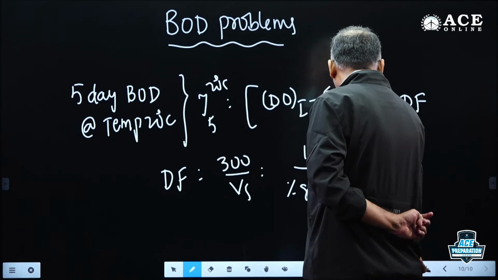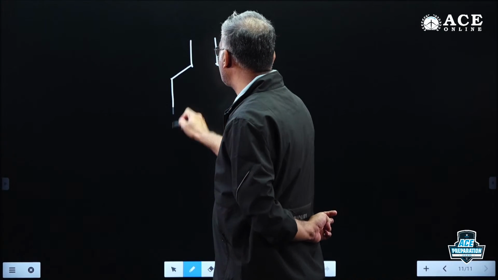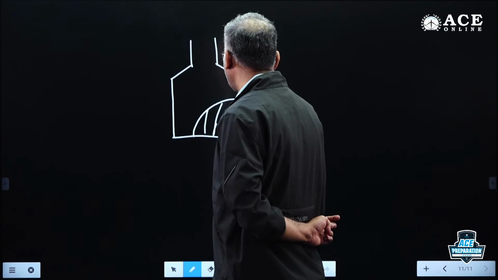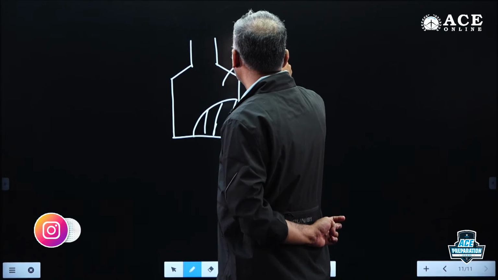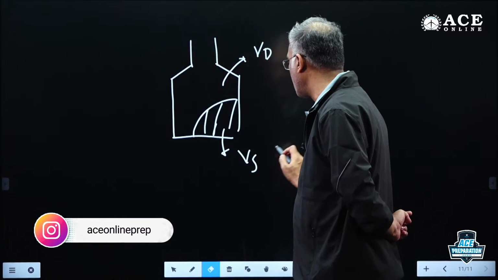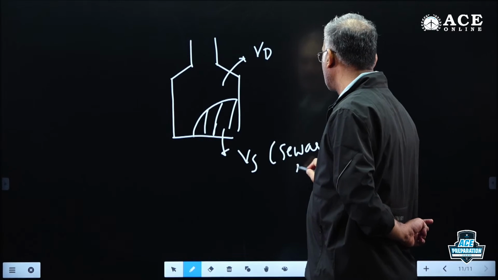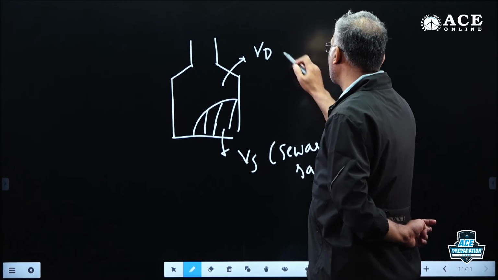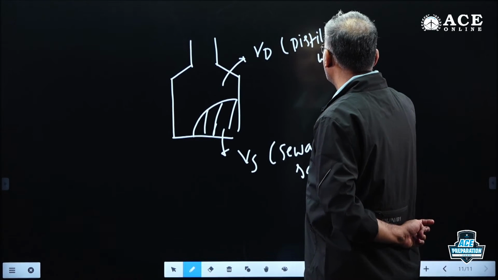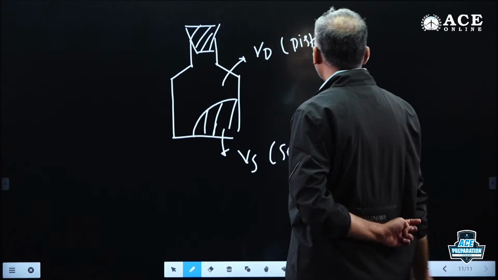Okay? And DO initial sometimes you are expected to work out. So you have two different samples you are taking in the BOD bottle. Vs mL is the sewage sample taken, and the remaining is filled with distilled water, Vd mL of distilled water. We prepare the BOD bottle like this.